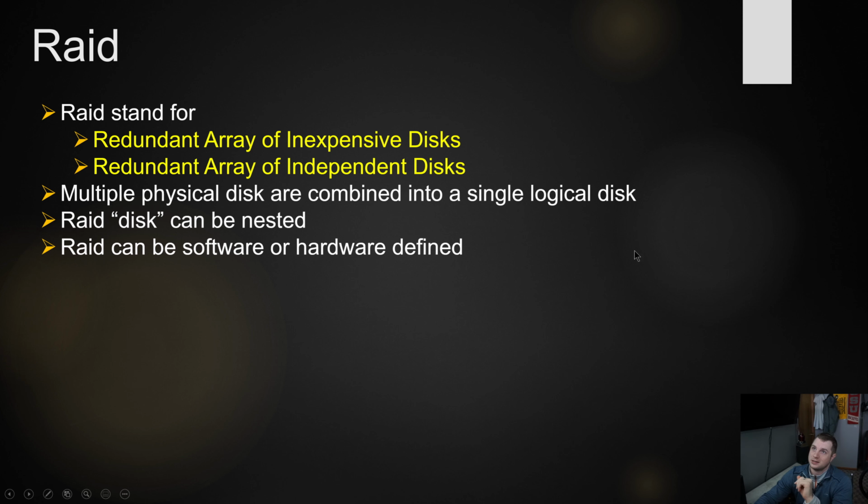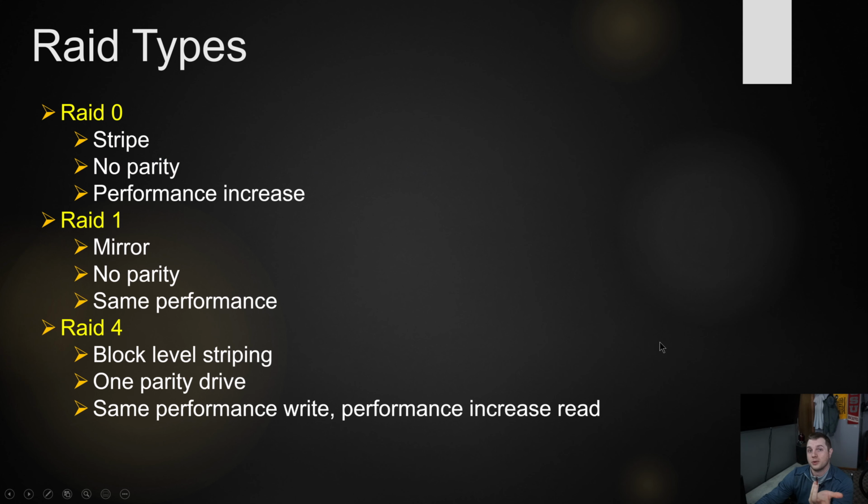So with that said, let's go ahead and go over those RAID types. RAID 0, stripe, no parity, pure performance increase, both read and write. RAID 1, mirror. The only performance increase you're going to get is from reading, but writing is the same performance.